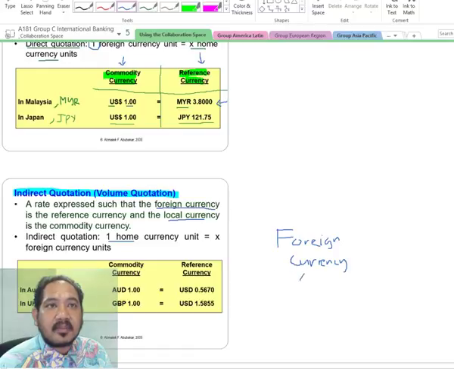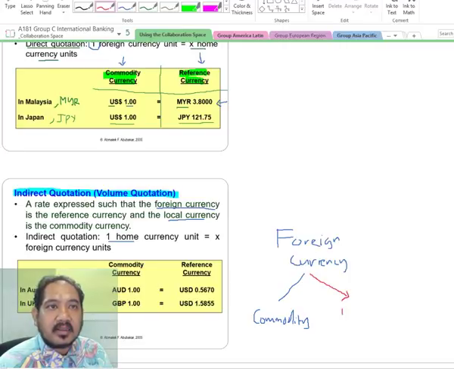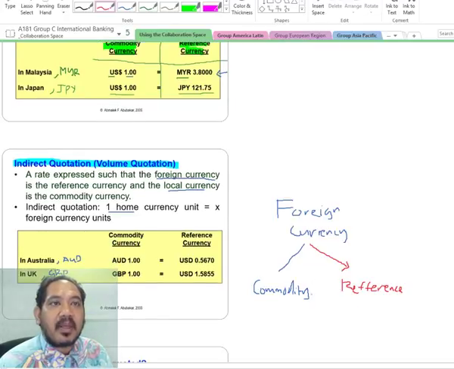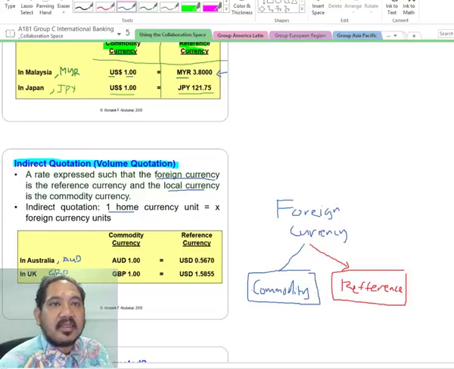the commodity or the foreign currency is the reference. Whether this one is commodity or whether this one becomes reference. And always in the payment or the settlement of the payment, the buyer always settles the amount using the reference rate. So this is what we want to focus on: how much will be paid? So this is using the reference, whereas the commodity is looking at what is being traded. So what is being traded is this commodity.